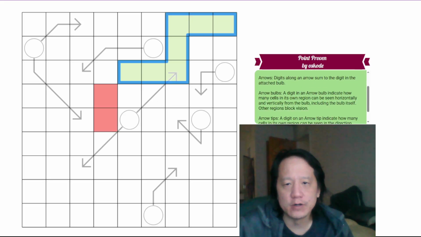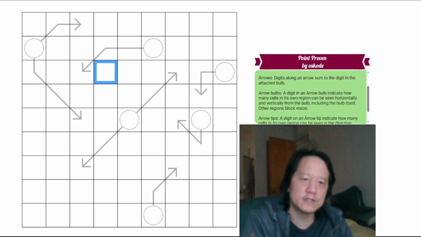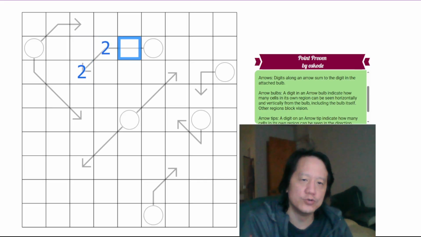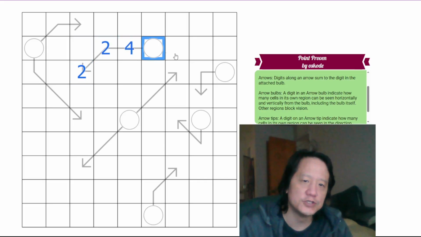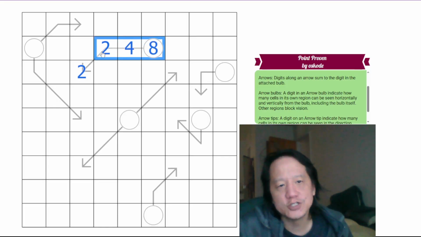We have arrows, where digits along an arrow sum to the digit in the attached bulb. So, for example, if this were 2, 2, and 4, this digit would have to be an 8, because the digits on the arrow must sum to the digit that's in the bulb.